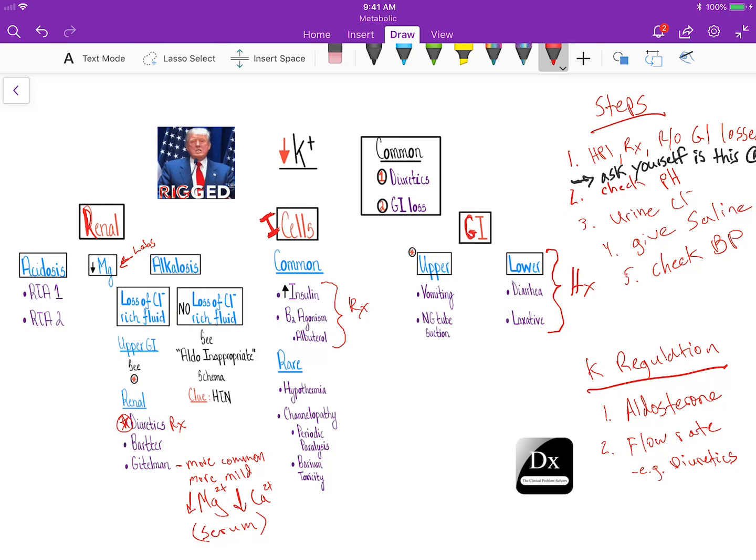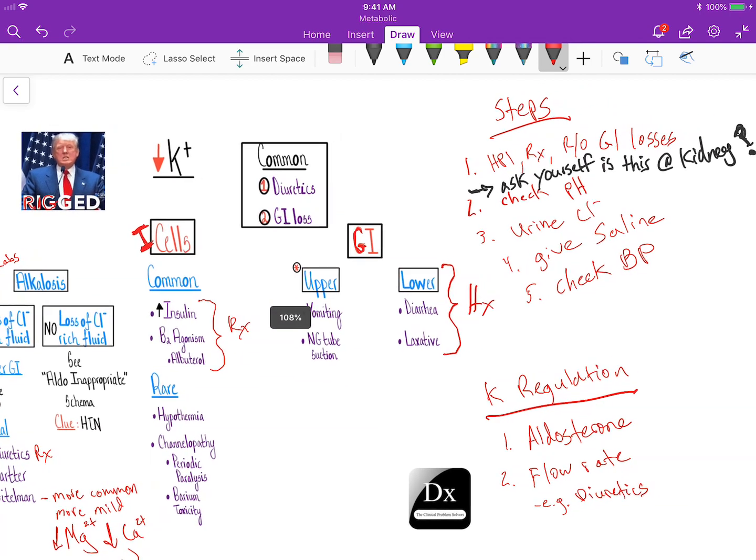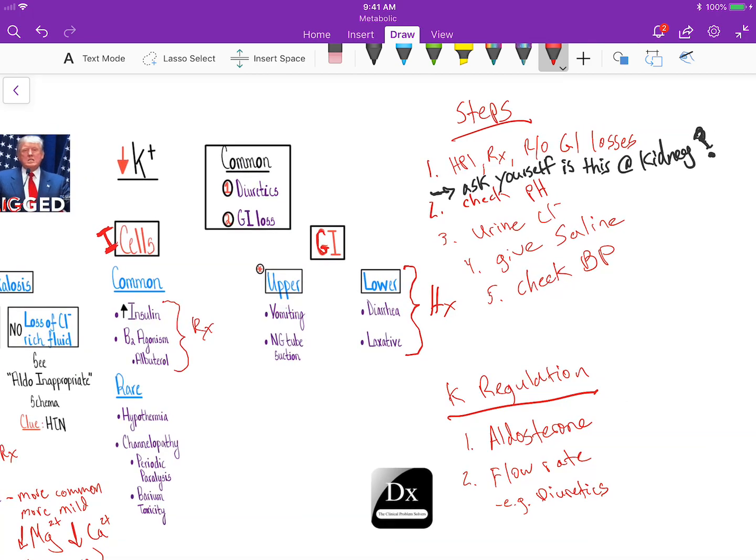All right, in summary, do a thorough history and medication review and rule out GI losses. Then you can ask yourself, is this problem at the kidney? Check a patient's pH, check the urinary chloride, give saline, and do some recurrent blood pressure checks. And this usually should clue you in on the answer.